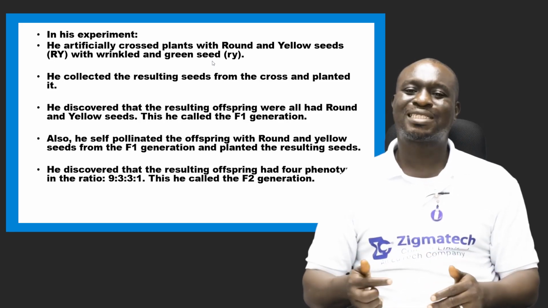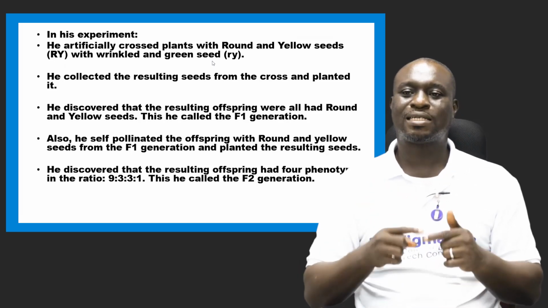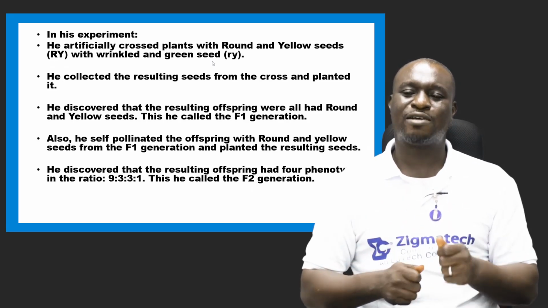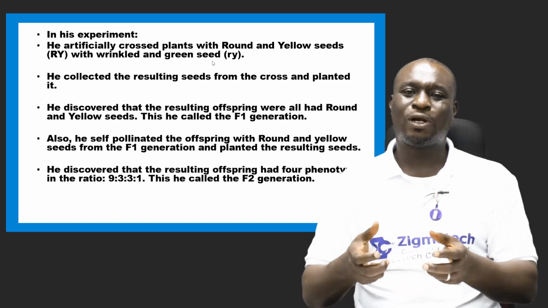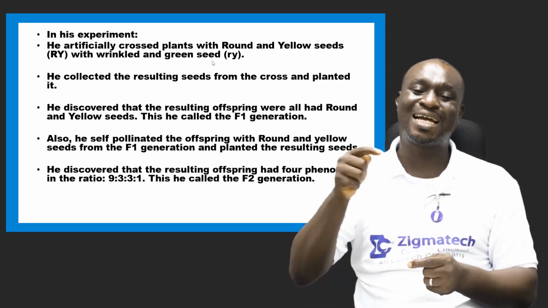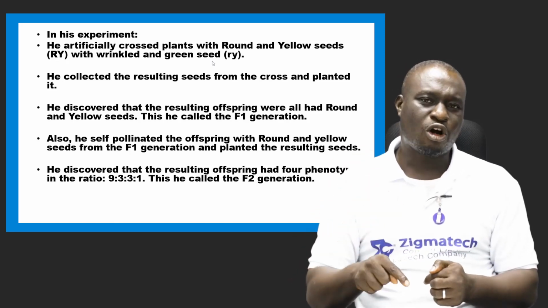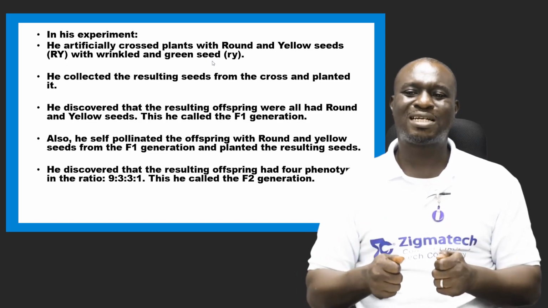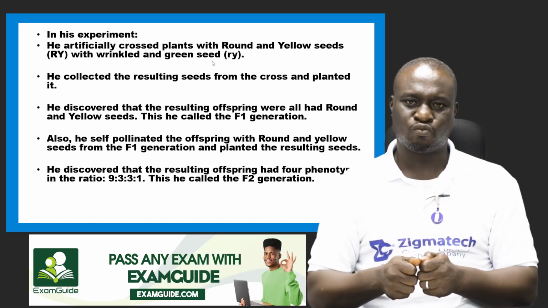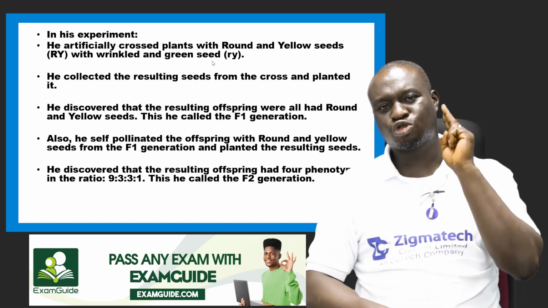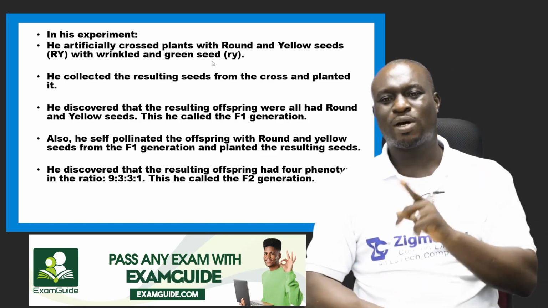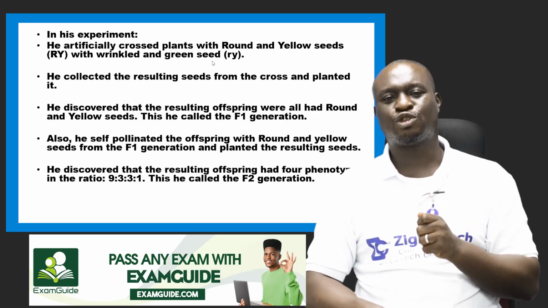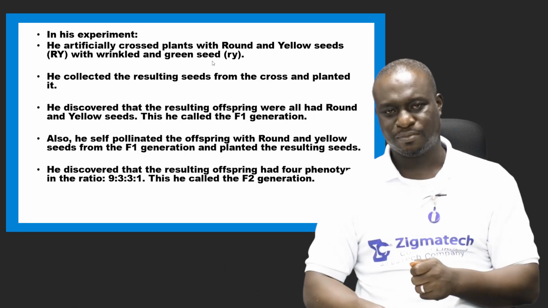He also self-pollinated that first filial generation, so that is the round and yellow seeds. He self-pollinated them and collected the resulting seeds and planted them. Now, he discovered, when he planted the resulting seeds, 4 phenotypes. In the monohybrid one, he discovered 2 phenotypes. In this one, he discovered 4 phenotypes in the ratio 9:3:3:1.